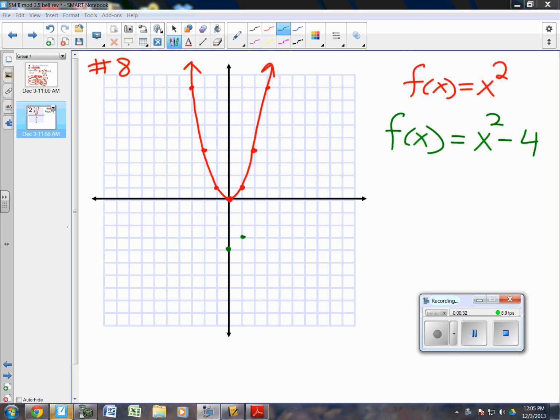So it's the same thing. This one, we got over 1 and up 1 from there, over 2 and up 4, and left 3 and up 9. So over 3, 1, 2, 3, and up 9. Right there, and right over here. Okay, so I've got this one now.